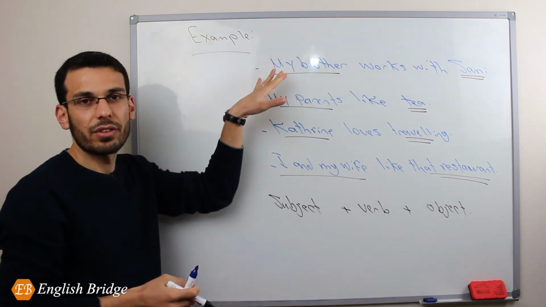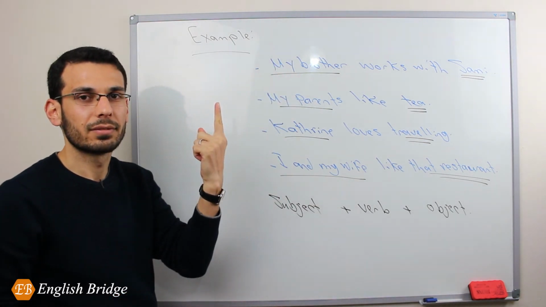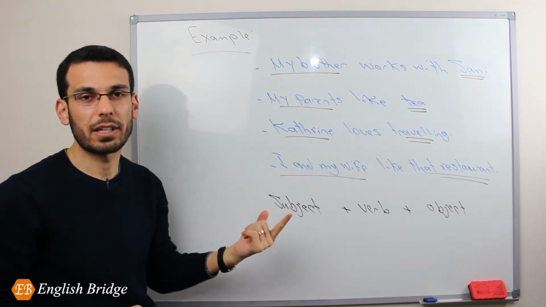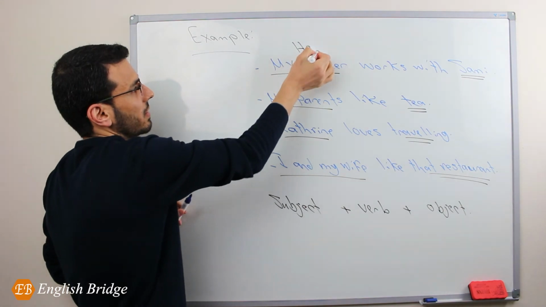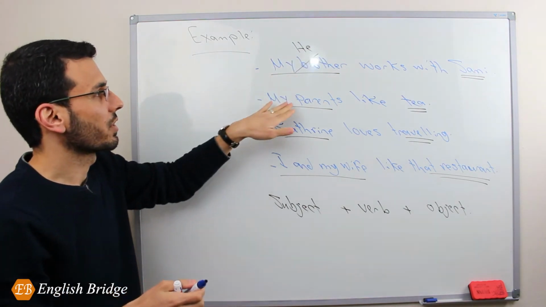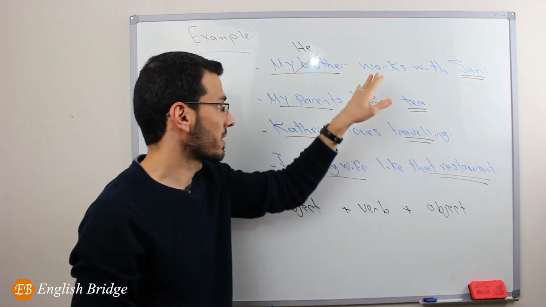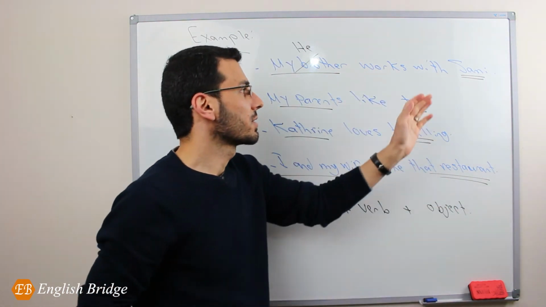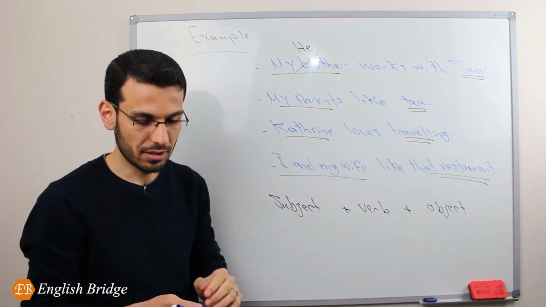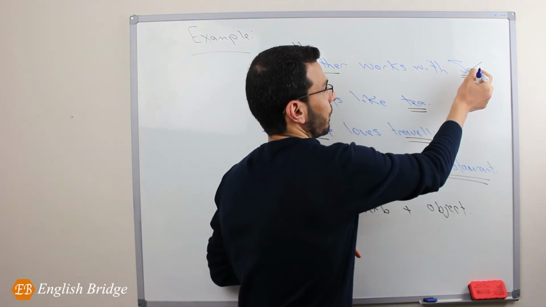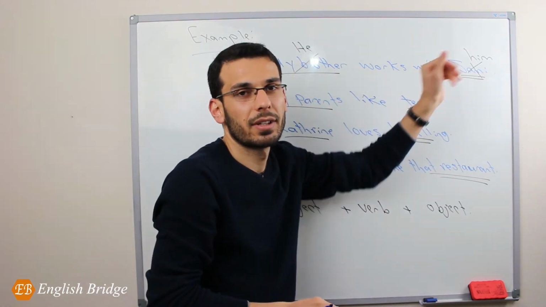Now let's change these nouns with pronouns. My brother, singular person, and we said for a singular man or a boy, we use instead he. All right, so he works with Sammy. Now Sammy is the object because it comes after the verb, right? So we want to change Sammy. Sammy again is a singular person, a man, so we change it with him. Okay, so the sentence is he works with him.